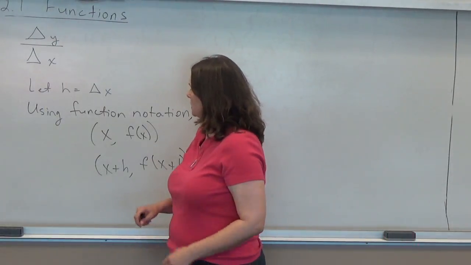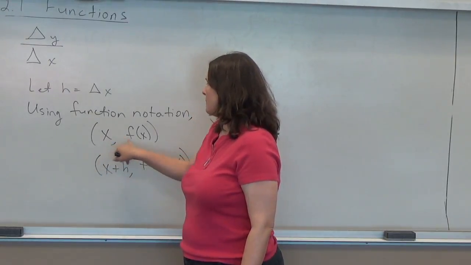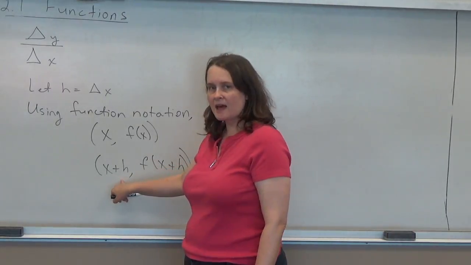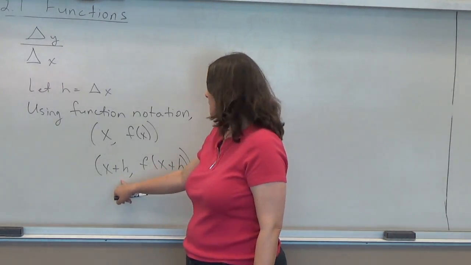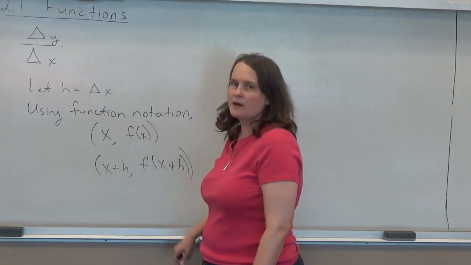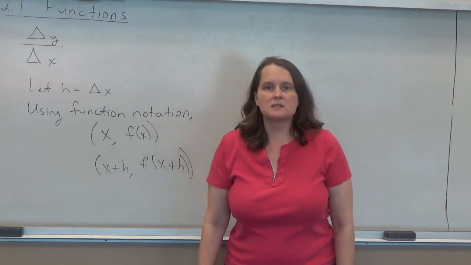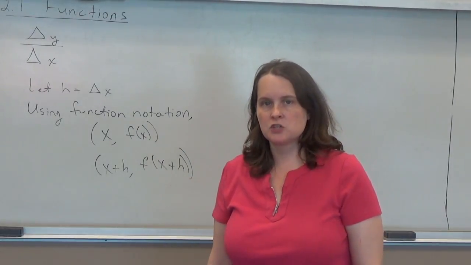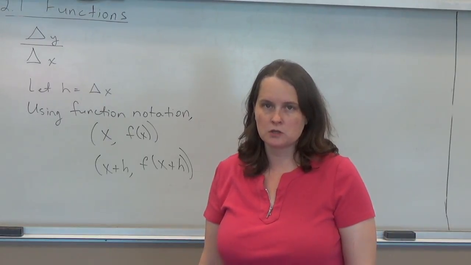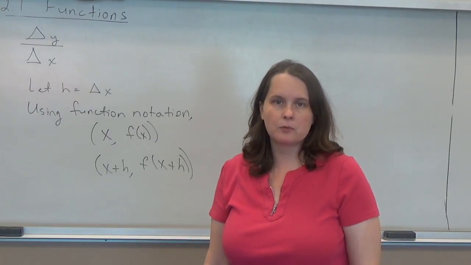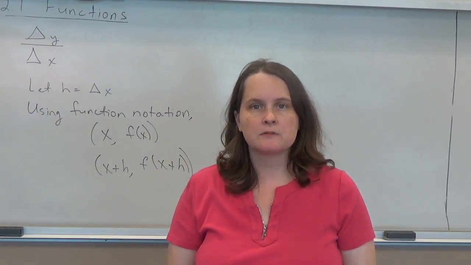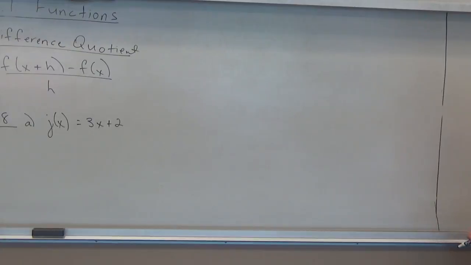But essentially, we've got x, and then our y becomes f of x for the first point, and then we've got x plus h for the second x coordinate, and f of x plus h for the y. So that's like the x value, that's like the y value. We're going to make this substitution into the average rate of change, and that's going to give us a new formula, essentially, called the difference quotient. The difference quotient is very important for pre-calculus concepts. So we're going to look at some examples of how the difference quotient works.